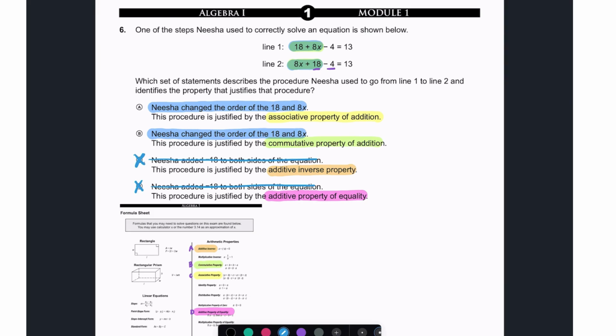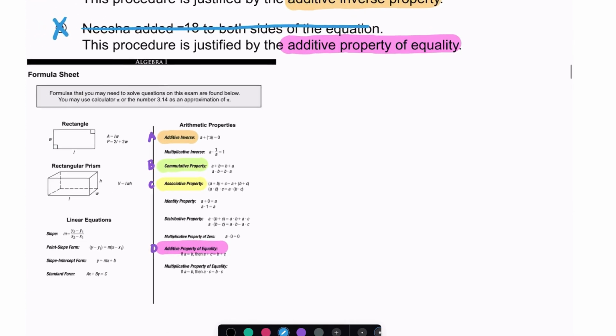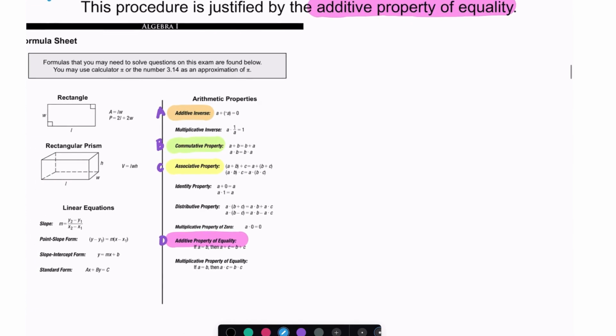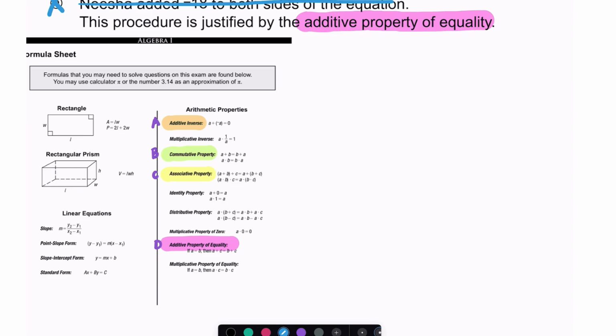Okay, so now looking at this, we just have to determine, is it the associative property or the commutative property? So we're down to a 50-50 just by understanding what she did and being able to pick that out. So let's just briefly zoom in on our formula sheet and go over what the commutative property and the associative property are saying. So here's basically an example.